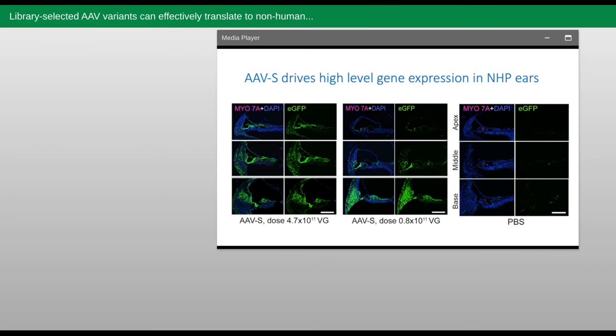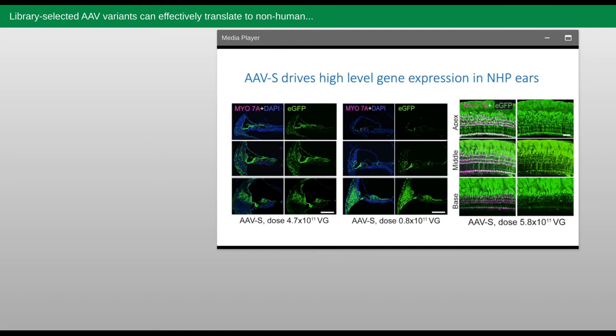In the lower dose, the 8 by 10 to the 10 ear, we saw much less expression in the hair cells in particular, which I'll show you in a second. But we still did see widespread expression in places like the lateral wall. Zooming in, looking at the highest dose ear from a different angle, again, we see wide transduction of hair cells, of supporting cells, and just, it's a sea of green, really.